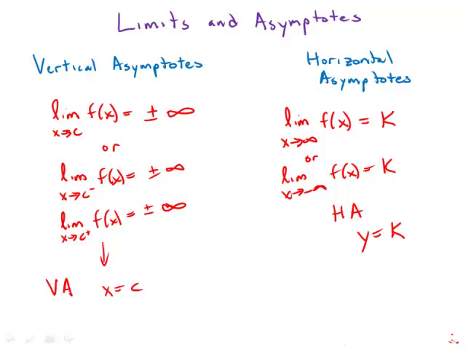So this is how we talk about basic asymptotes. Later on, we'll actually talk about oblique asymptotes and in fact other kinds of asymptotic behavior of functions. But right now, this covers vertical and horizontal asymptotes.